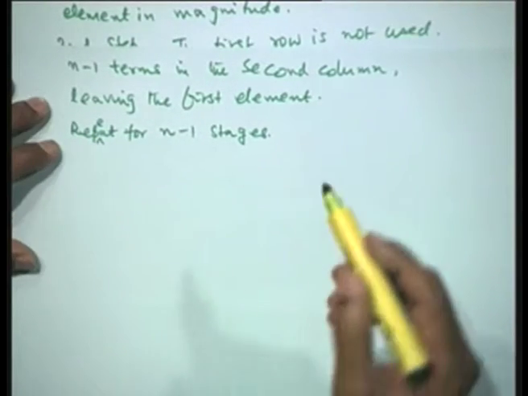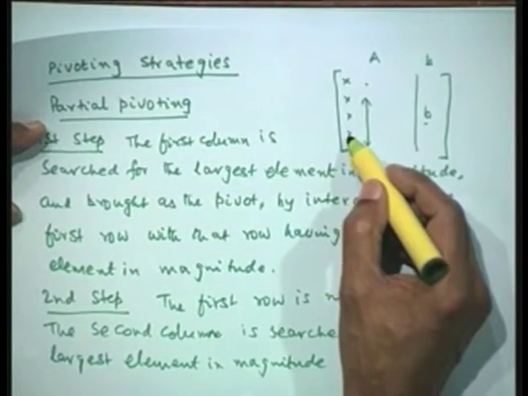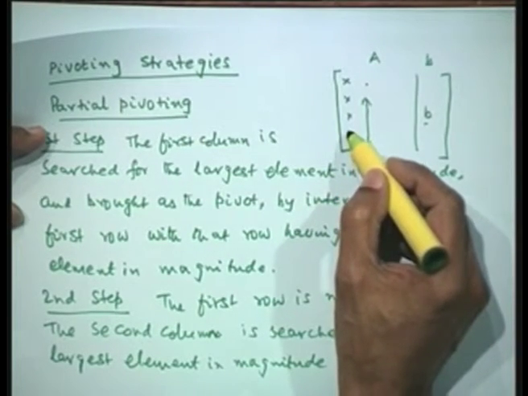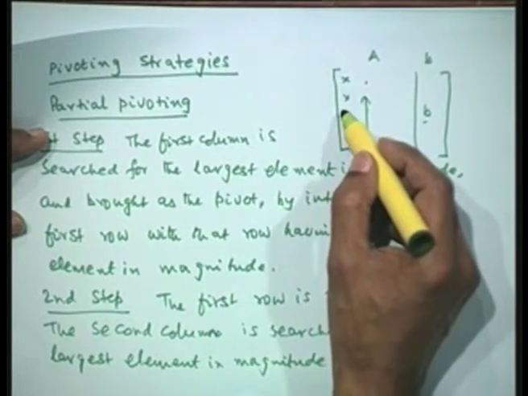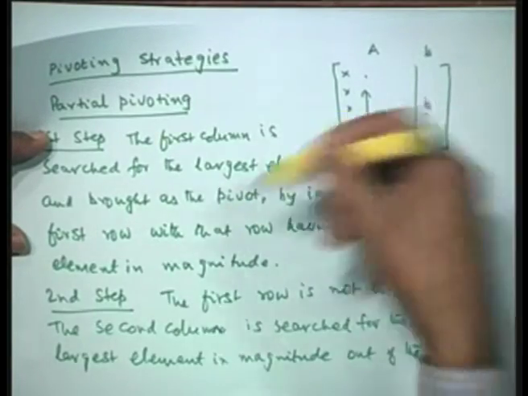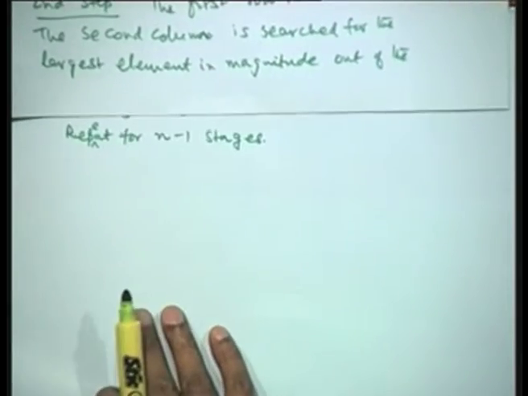Now it may be possible that when we are searching for the largest element in magnitude, a number of elements are equal, say for example 5, 5, 5. Then we will interchange with the one which comes first. That means the smallest j that comes will be taken as the row at which we should interchange the elements. So even if a number of elements are equal, we do not face any problem.